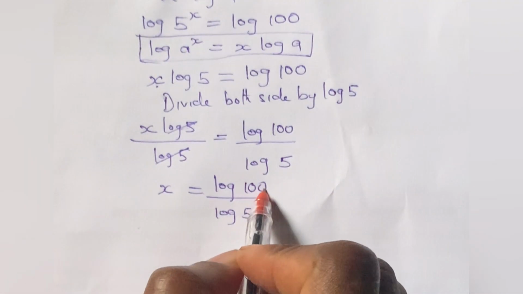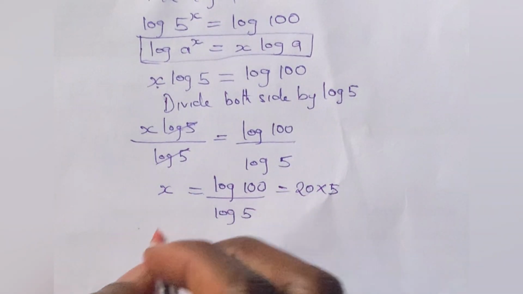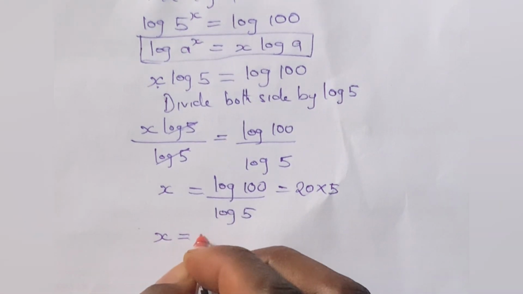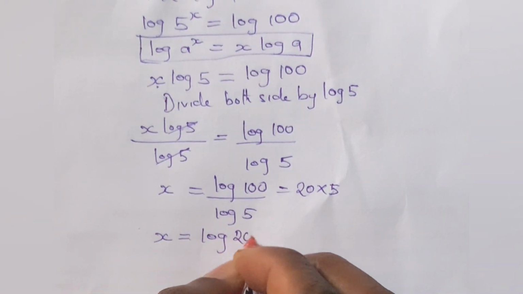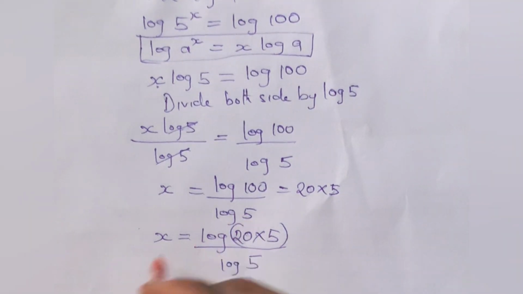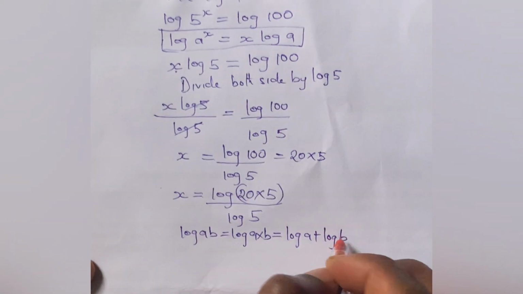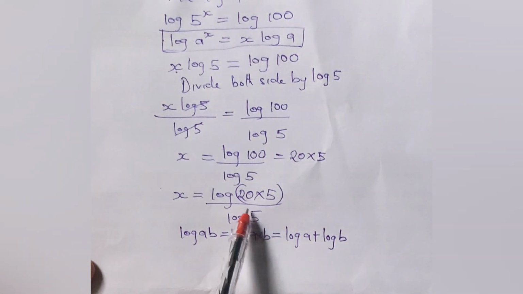Alright, we can rewrite 100 as what? 20 multiplied by 5. So let's rewrite it. We have x is equal to log 20 multiplied by 5 all over log 5. Okay, now when you have log a multiplied by b, it is the same thing as log a plus log b. Now we are applying the product rule to solve this equation.